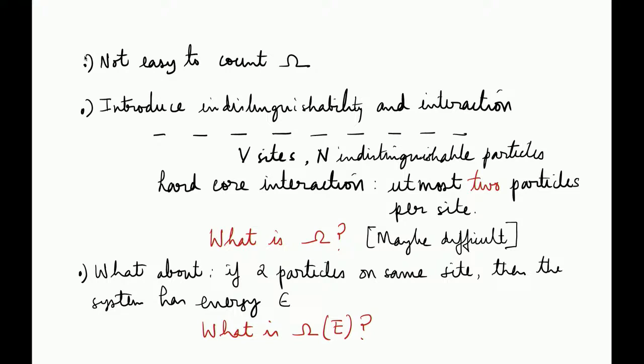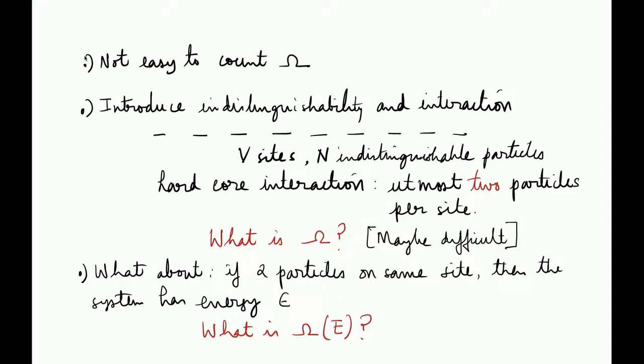What about I have at most 2 particles per site, but whenever 2 particles come on the same site, then the energy of the system is epsilon. So I have a configuration where there is at most 1 particle per site, that energy is 0. If I have a configuration where there is 1 site with 2 particles, and the remaining 1 or 0, my energy is epsilon. In this problem, can I find omega of E?